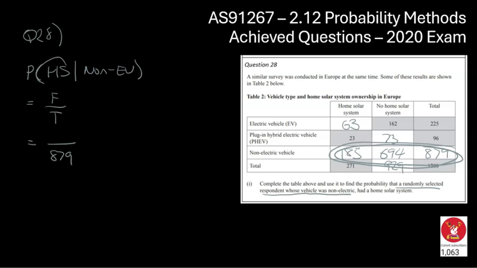Of these 879, how many of them had the home solar system? That was the 185 up the front there. So 185 out of the 879 had the home solar system. So converting that to a decimal division on my calculator, 0.2104, at 4 dp rounding. Hopefully you'll get the same when you put that into your calculator.